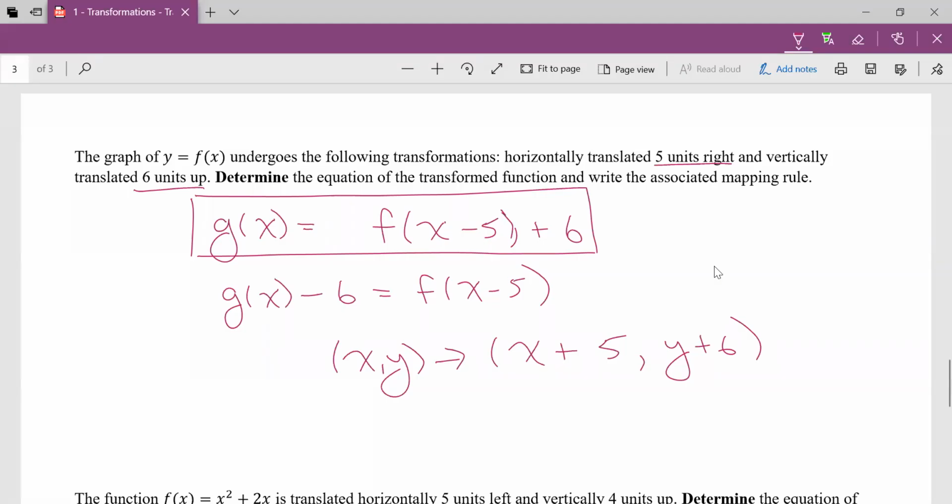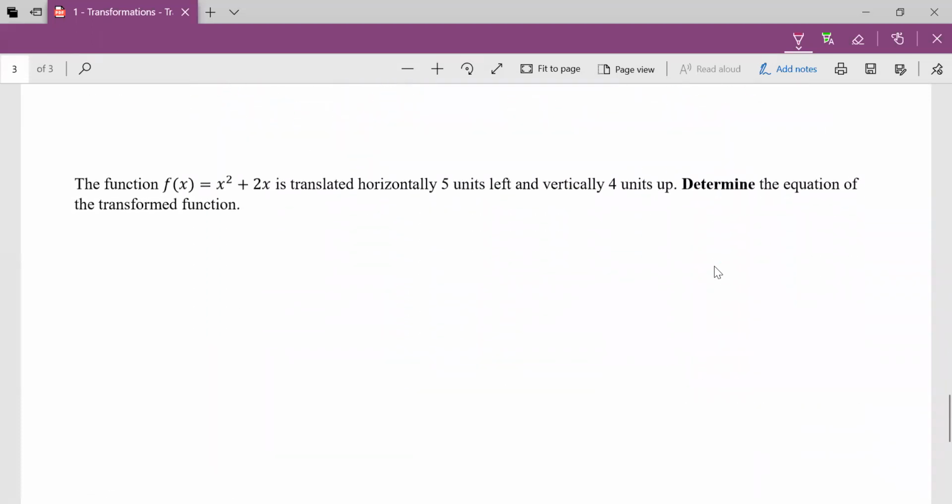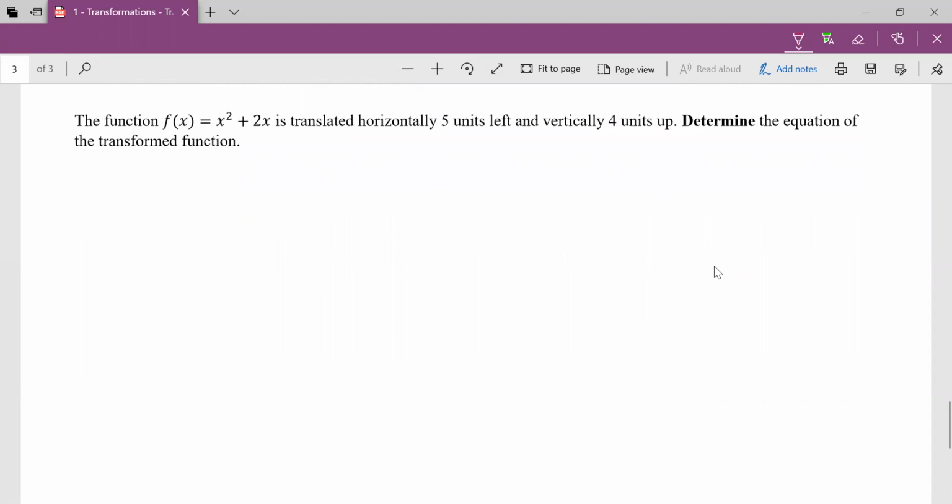All right, one more to go. The function f of x is equal to x squared plus 2x. So again, it's a parabola from grade 11, translated horizontally 5 units left and 4 units up. Determine the equation of the transformed function. Now, this question doesn't ask me to describe the transformations, but they're right there for me.